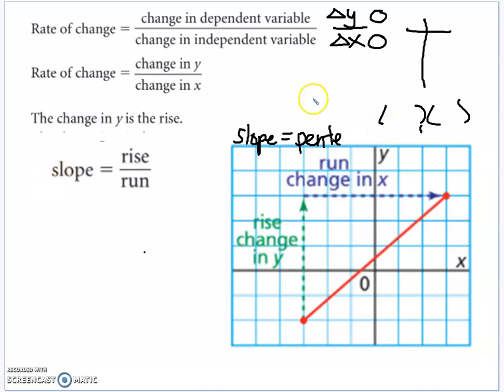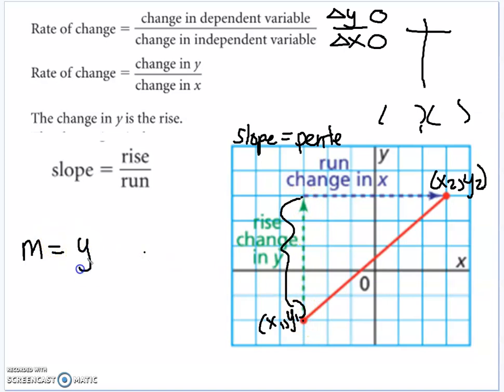So we can say change in y and change in x, but another way to say that is the rise is going to be your change in y, and the run is going to be your change in x. Normally we write slope as m, okay? And then to figure out what the rise is, so how far we go from this y value to this y value, we could say this is x1, y1, and this is x2, y2. Okay. So to find this length here, it's going to be our second y value minus our first y value.